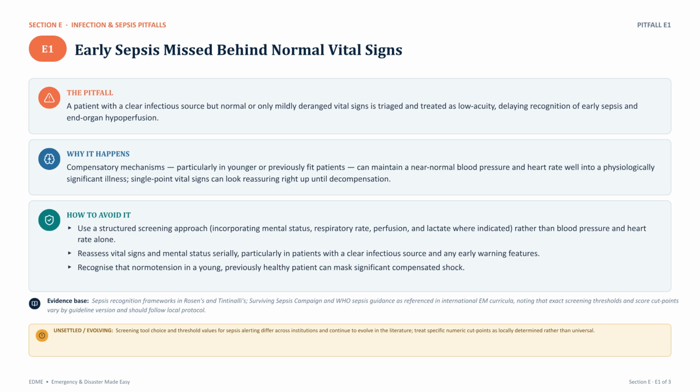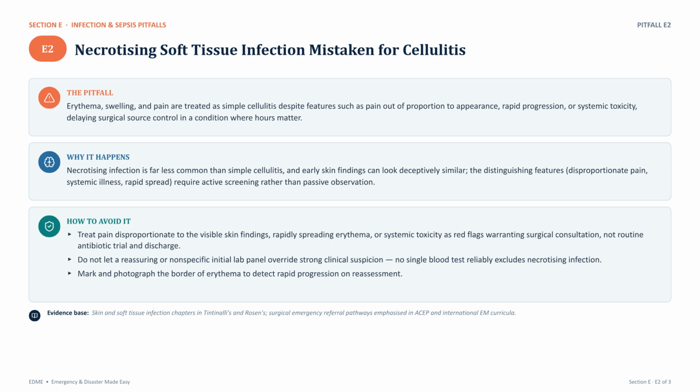Look beyond just blood pressure and heart rate. Monitor mental status and lactate levels for early warning signs. Pitfall E2 is misdiagnosing necrotizing soft tissue infection as simple cellulitis. Watch for disproportionate pain or rapid progression. If these signs are present, do not wait for lab results. Initiate surgical consultation immediately, as timely debridement is life-saving.